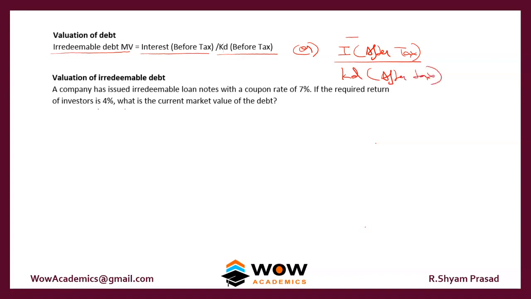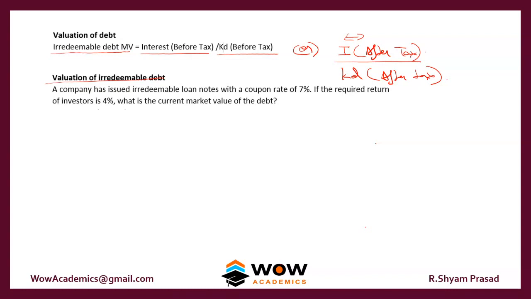It is not that we are multiplying the number, okay? The numerator and the denominator should be the same. If the numerator is after tax, the denominator should also be after tax. If the numerator is before tax, the denominator should be before tax. Don't mix and match, then you won't get the answer. So we'll start with the valuation of irredeemable debt.